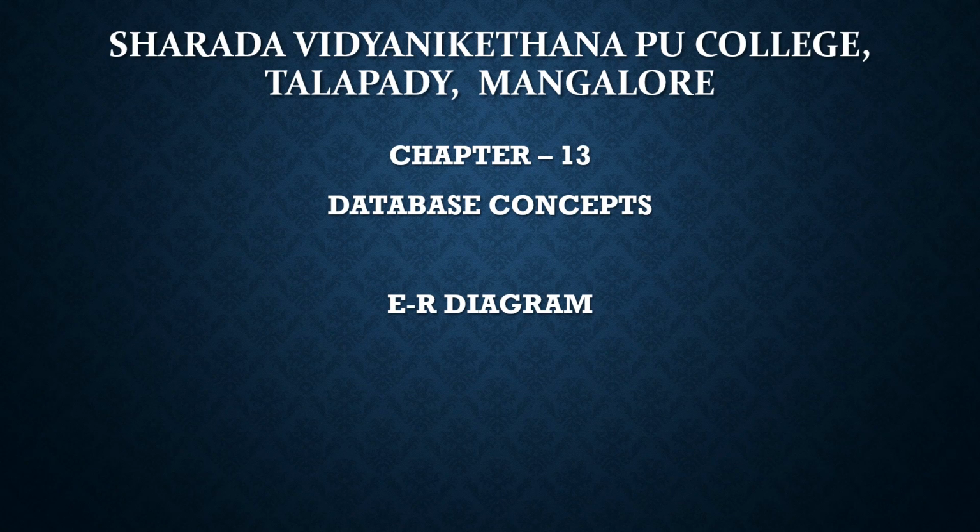So we studied about normalization rules. There are four types of normalization: first normal form, second normal form, third normal form and BCNF. Actually BCNF is an extension of third normal form, or we can say a higher version of third normal form. So we studied all those things in the last class.